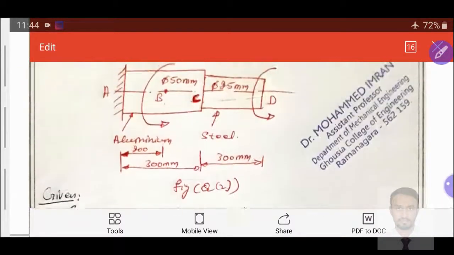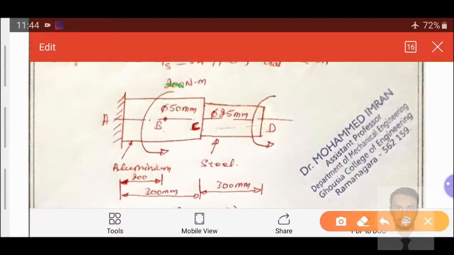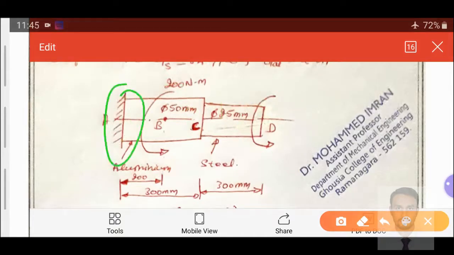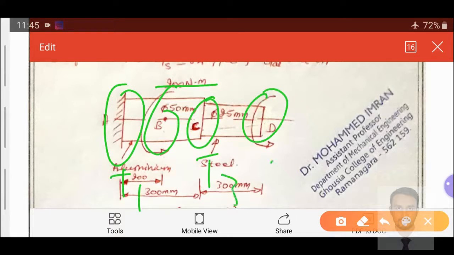We have, in the given problem, only the torque applied at this portion. For the rest of the nodes we have considered, the torque is equal to 0. This is the given value, then this is equal to 0, and then this is equal to 0. This is T1, T3 and T4. Only the T2 value is given.